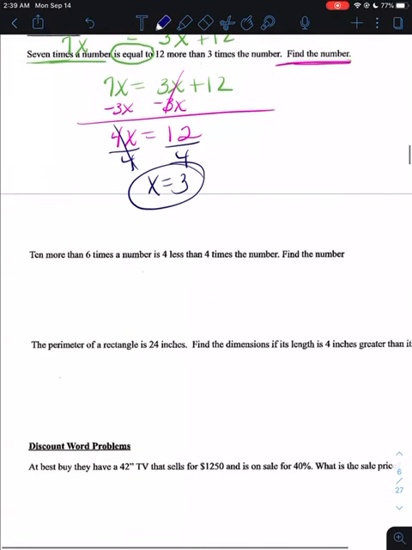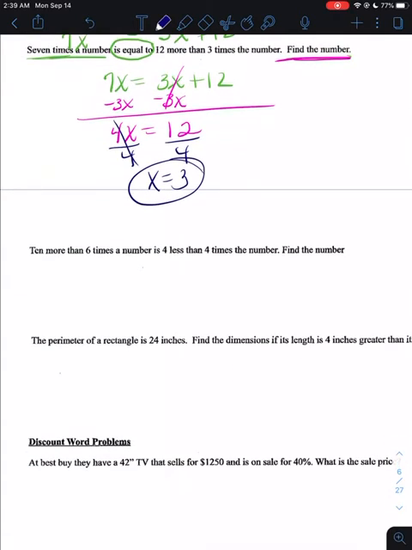All right, so moving on. 10 more than 6 times the number is 4 less than 4 times the number. Find the number. So that's what we're ultimately trying to do. So 10 more than 6 times the number. What's 6 times the number? All right, 6 times the number is going to be 6x. And if you're doing 10 more than that, you want to add 10 to it. Is, or is equal to, that's your equal symbol.